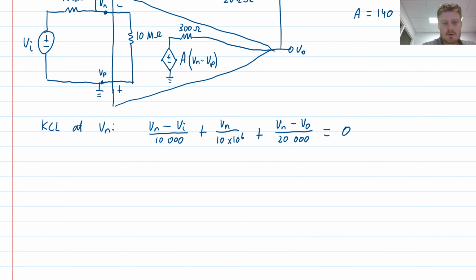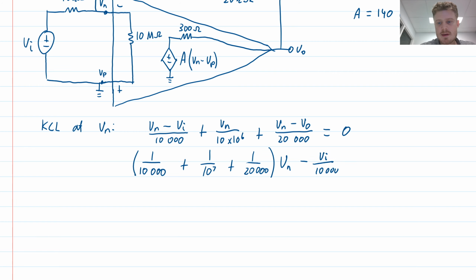So solving for Vn, I'm going to just collect some like terms over here. So this one will give me a factor of 1 on 10,000. Then I will have a factor of 1 on 10 to the 7. And the last term is a factor of 1 on 20,000. So all of that multiplied by Vn, and then the other terms that I have will be minus Vi over 10,000 and minus V0 over 20,000, and that is equal to 0.